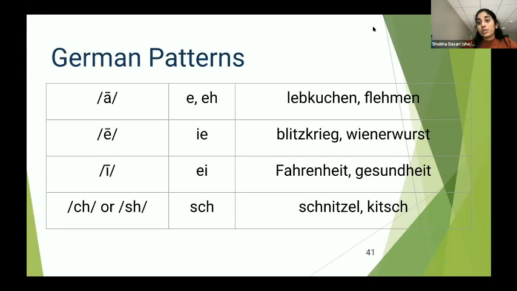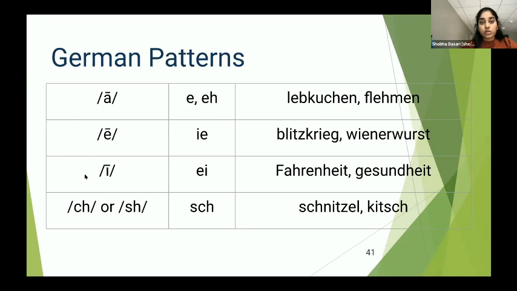Cool. Next language we're moving to is German. In German, you have the A sound, which is spelled with an E or an EH. Two examples of this are Lebkuchen, where the A sound is spelled with an E, and Flamen, where the A sound is spelled with an EH.